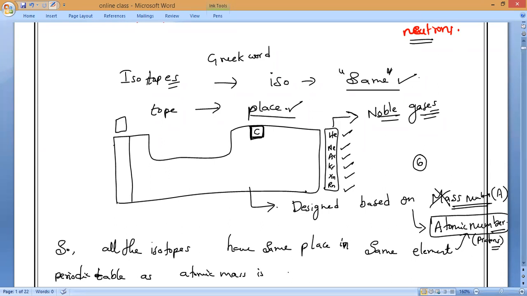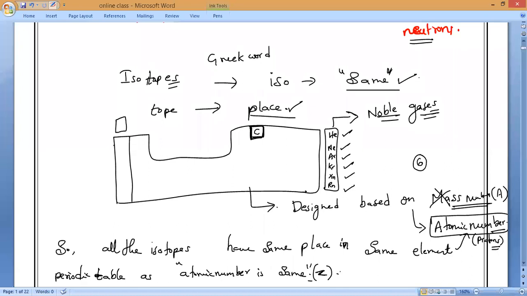Atomic mass is what? Same or different? Same. Atomic mass is same. That is, sorry, atomic number, guys. Sorry, atomic number, not mass. Atomic number is same. Z is same. Are you clear?